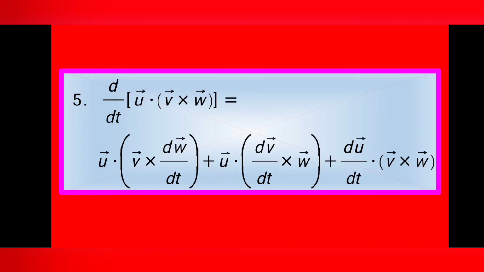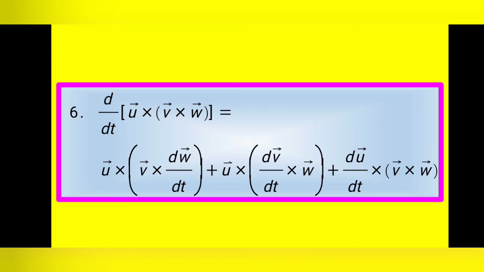Number 5 involves three vectors u, v, and w. Let's look at it. d/dt of u · (v × w) is equal to u · (v × dw/dt) + u · (dv/dt × w) + du/dt · (v × w).